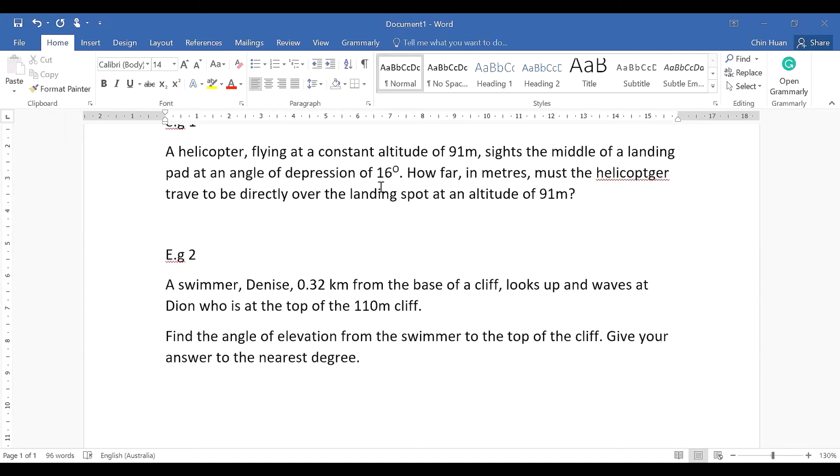So a swimmer, Denise, 0.32 kilometers from the base of the cliff, looks up and waves at Dion, who is at the top of the 110 meter cliff. Okay, so find the angle of elevation from the swimmer, so from Denise, to the top of the cliff. Give your answer to the nearest degree. So what would that be then?